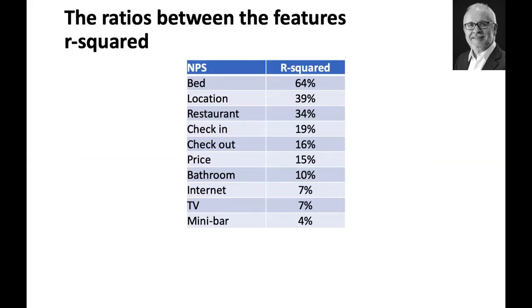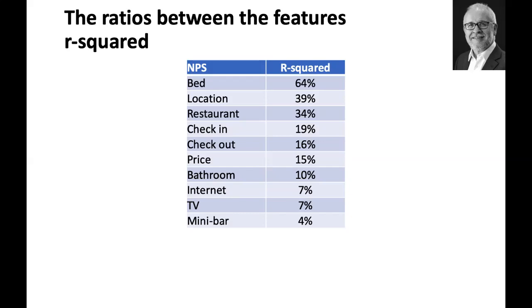So in the case of the bed, 64% of the variance is shared between NPS and the bed. So it's a large amount of that variance. If we look down, we've got a nice round number with bathroom. Bathroom is 10%. So we can say that price is 1.5 times as associated with NPS as the bathroom is. We can say that the restaurant at 34% compared with 10% is 3.4 times as associated. We can say that the bed is 6.4 times as associated.